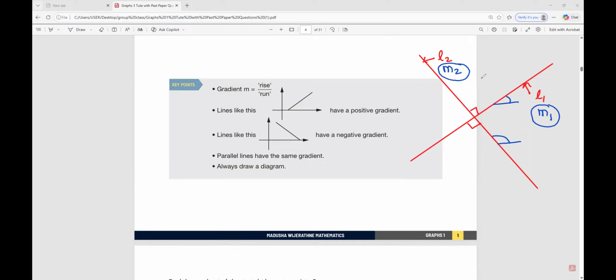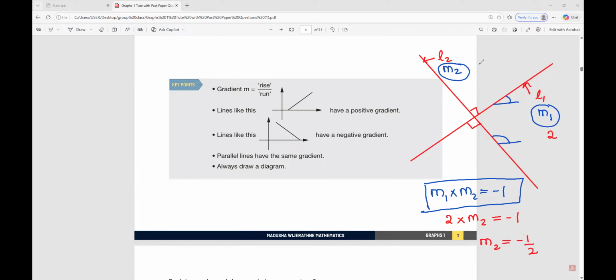So the relation between these two gradients is M1 times M2 equals minus 1. The product of the two gradients is equal to minus 1. If M1 is 2, this is positive 2, so we can use this formula to find the gradient of the other line. M1 is 2, M2 equals minus 1. We need to find M2, so make M2 the subject, divide both sides by 2, then it is equal to minus half. The gradient of the second line is minus half.